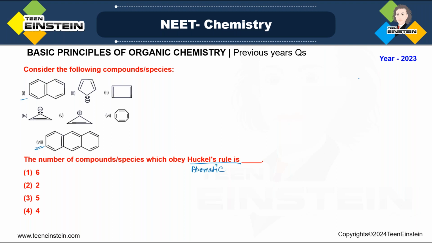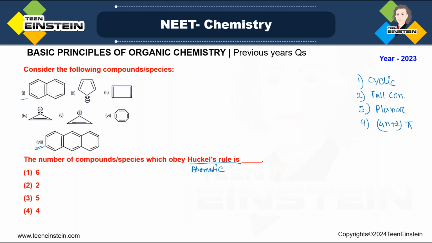Now the conditions for aromaticity: it must be cyclic. There must be full conjugation. What I am trying to say by full conjugation is that in the whole ring conjugation should be there. If it is partial conjugation, it will not satisfy the condition. It must be planar, and the most important, 4n plus 2 pi electrons must be present. Now when all these 4 conditions are fulfilled, only then will it show aromaticity.